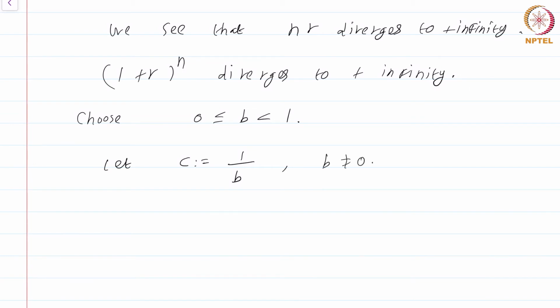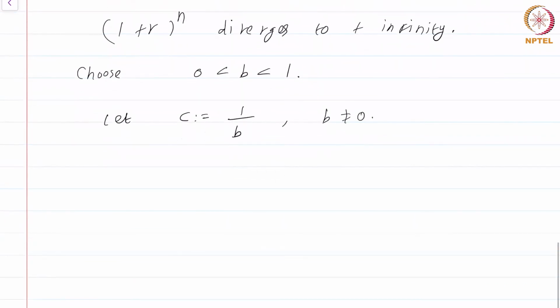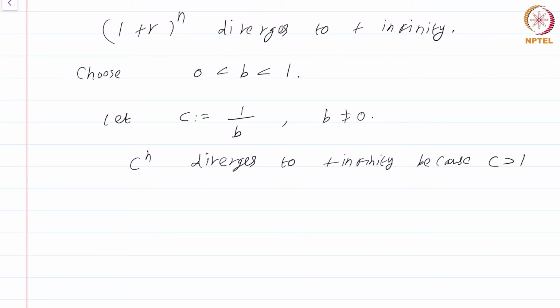Again, the case b equal to 0 is really trivial. There's nothing really to show. I will just take 0 less than b less than 1. So take c to be 1 by b. Now what happens? 1 by b power n, or in other words, c power n diverges to plus infinity. Why? Because c is greater than 1, and that's the case we immediately just saw.